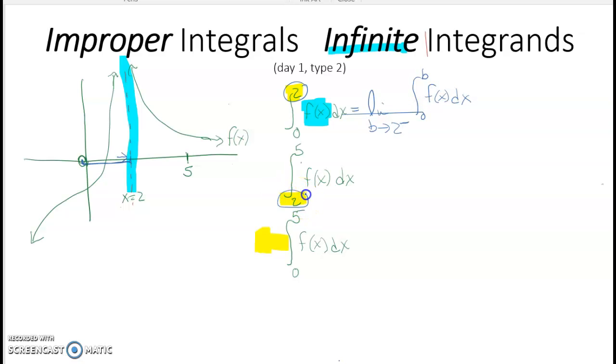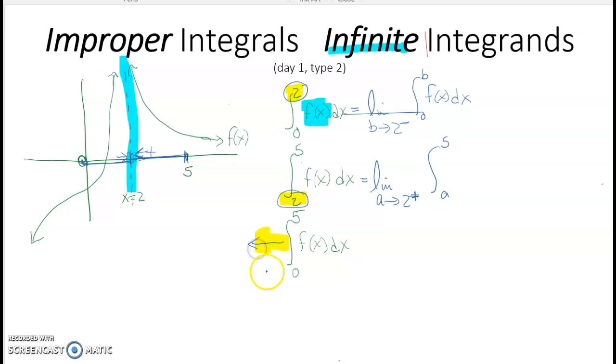So on the next one, our problem child is down here, and now we're looking at this interval. And so now when we look at our problematic piece, it's on the left side, and we have to come at it from the right side in order to go over a continuous interval. So we can write it as a limit. A is going to go to 2 from the right side, because that will keep us within a continuous interval. So we're going to go from A to 5.